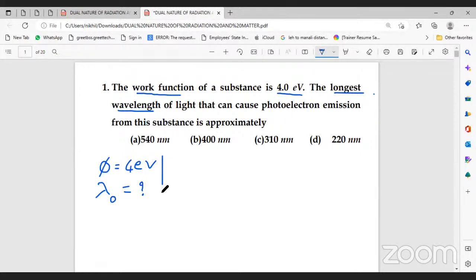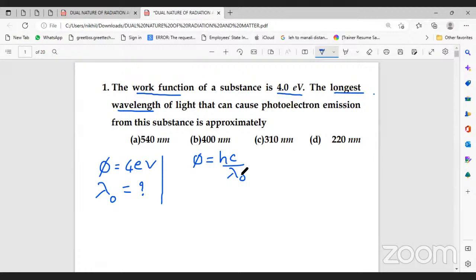Now, what is the formula actually? For the work function, the basic formula is hc by lambda naught. What is the work function formula? hc divided by lambda naught. What is lambda naught? The threshold wavelength.